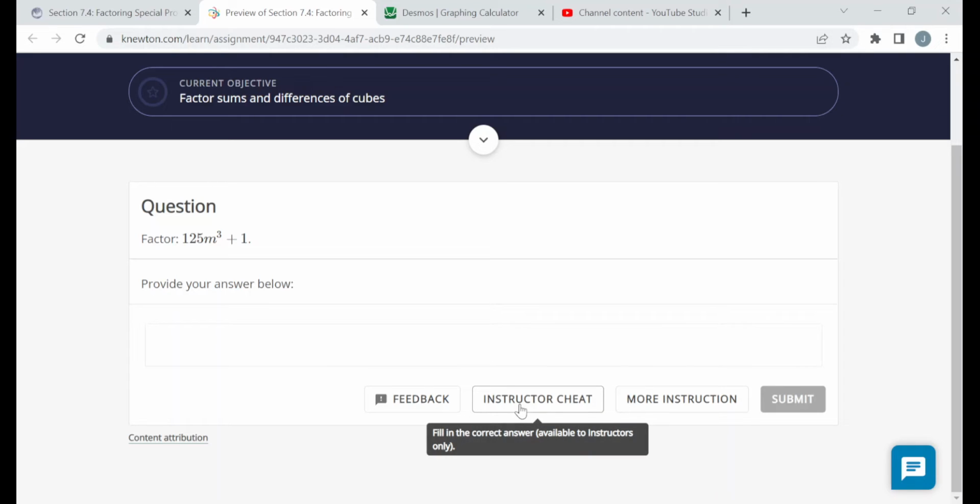You will not have this instructor cheat button, right? It's for instructors only. But you will have a more instruction button, right? This is if you're struggling with a topic or a question, click on this and you'll be taken to a page with some reading or videos to study, and then you'll be given questions related to that instruction, and completing those questions is another way to progress through the assignment.